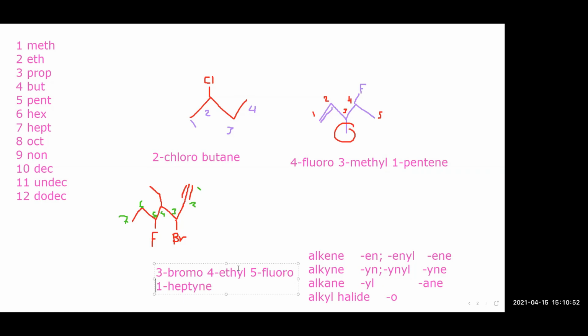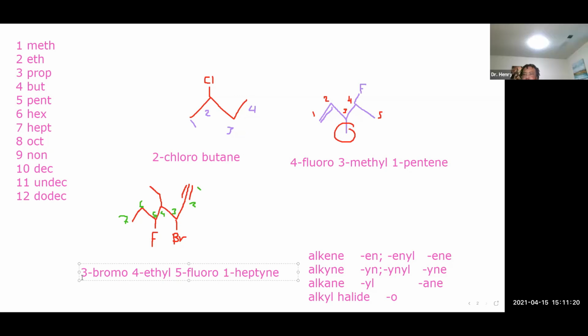Why did you guys choose to go bromo, ethyl, and then fluoro in that way first? Alphabetical. Okay, thank you. So that's it right there, Dr. Henry. That's it. All right, so we start counting from the triple bond because that takes priority, and then we go alphabetical after that. That's right.